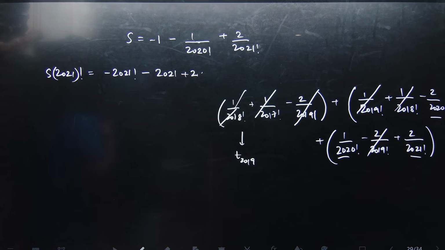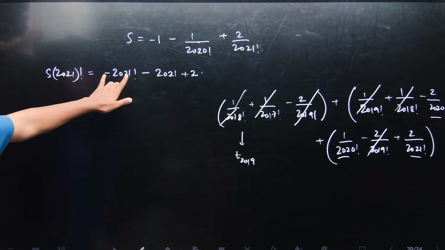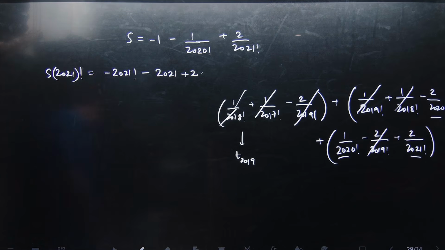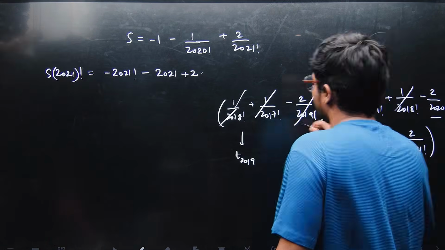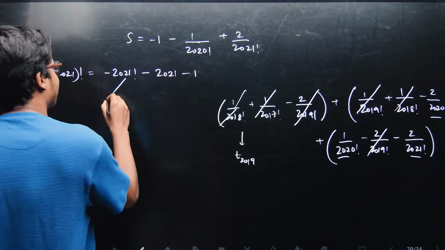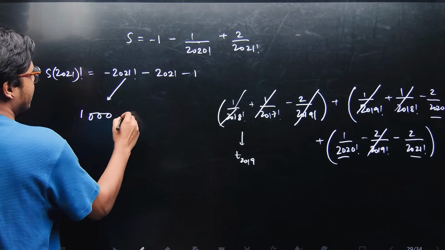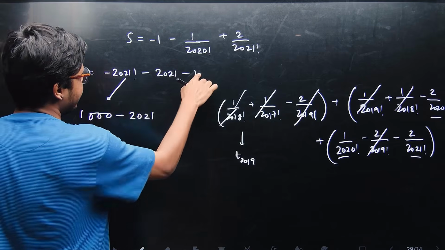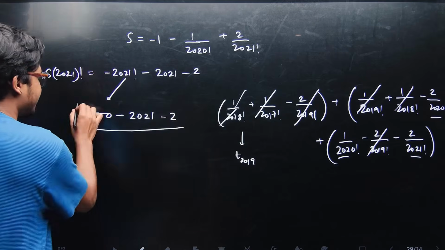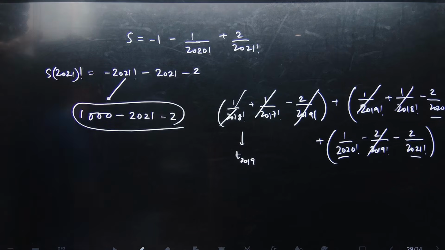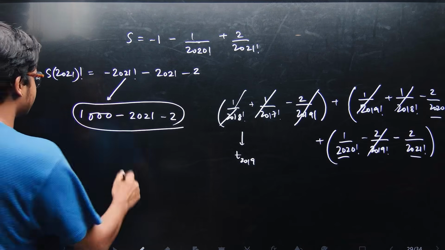Now observe that. If you simply look at this, 2021 factorial ends with a lot of zeros, right? 2021 factorial ends with a lot of zeros, okay? So, sorry, this should have been a minus, right? So you're basically in some sense subtracting 2021 from 1000 and then a minus 2, right? Whatever this ends with, that is going to be the last 3 digits of this number, right? Okay. So if you subtract this, what will you end up with?